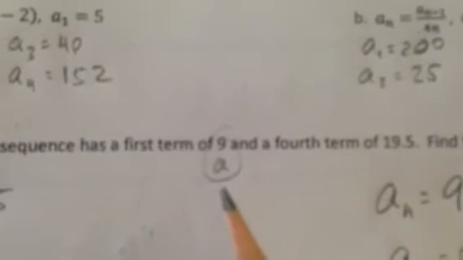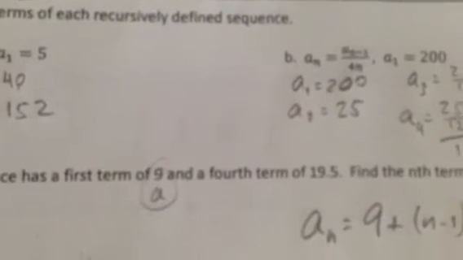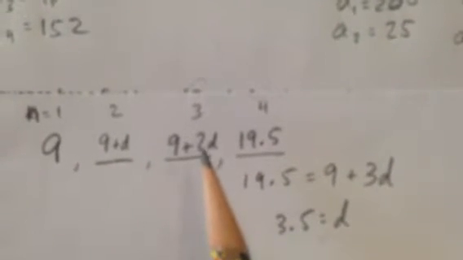Okay, let's move on. The next problem gives you an arithmetic sequence where the first term is 9 and the fourth term is 19.5. Let's see, I think I got that sort of scribbled out right here. Yeah, take a look at this. If you think about it this way, we have 9 as our first term, and then our next term is 9 plus some number, D, I don't know what it is. Next term is 9 plus 2 times D. It's like 9 plus D plus D. And then the fourth term is 19.5, and that's 9 plus 3 times D.